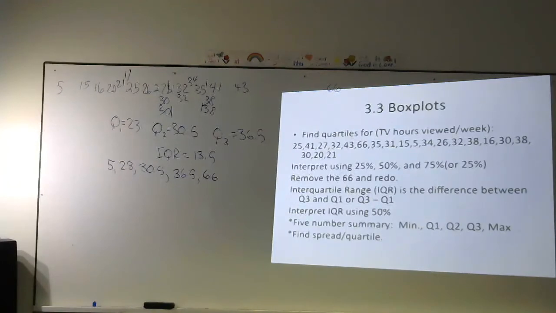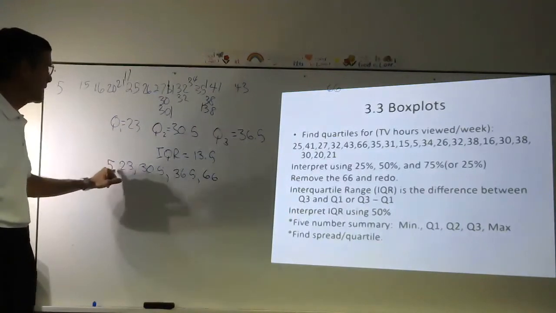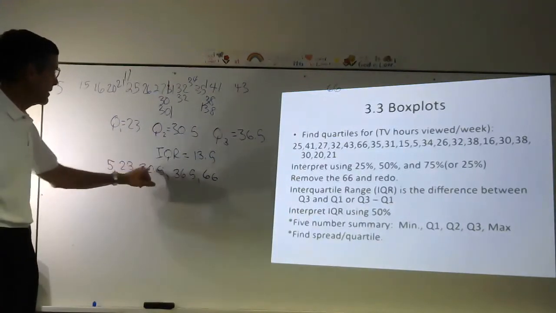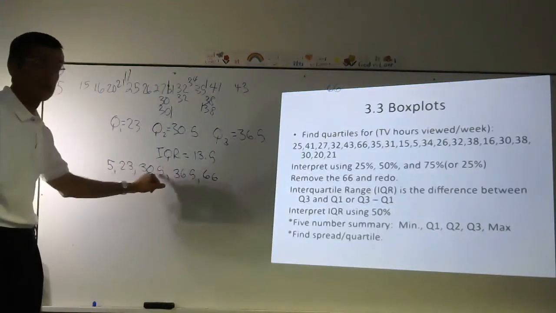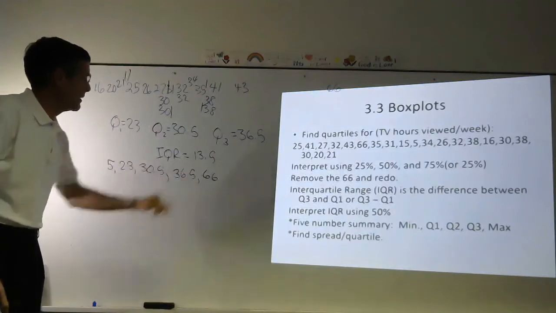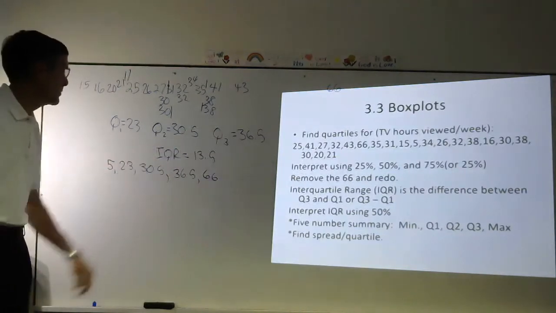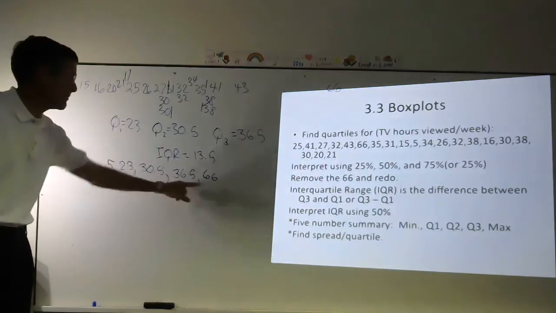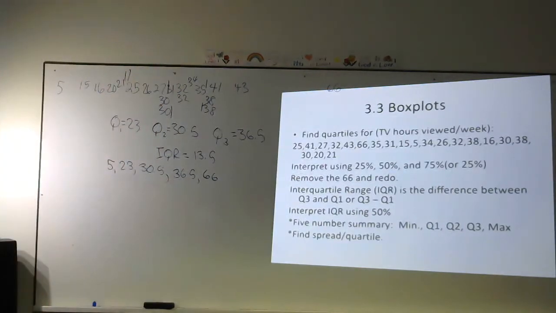A spread per quartile. We have a spread of 18 in the first quartile. I'm just subtracting. A spread here of 7.5, a spread here of 6, a spread here of 29.5, I think. My brain is working. So you can see which quartile has the most spread. I think it was this last one because the 66 really spreads it out.